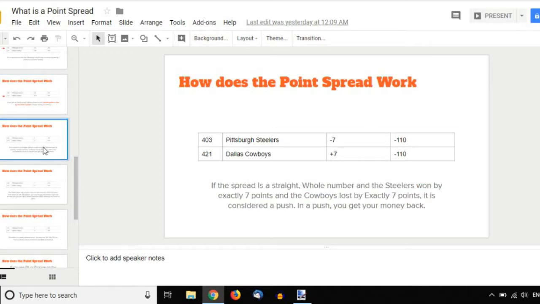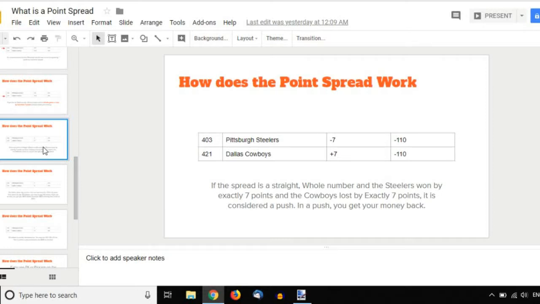So if the spread is a straight whole number, and the Steelers won by exactly 7 points, let's say it was that 21-14 victory over the Cowboys, or the Cowboys lost by that amount. Why I put that in there, I have no idea, because it's exactly the same thing. You win by 7, you lose by 7. But that would be considered a push.